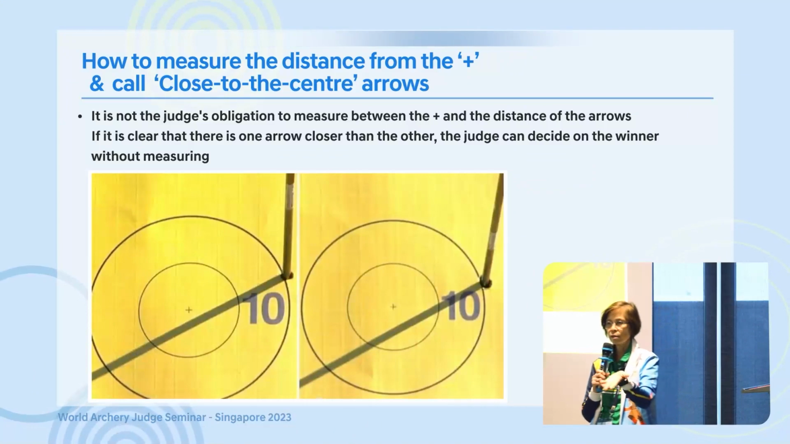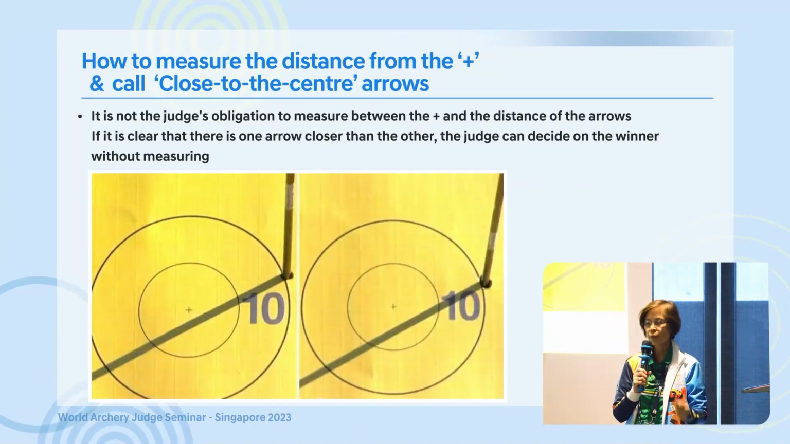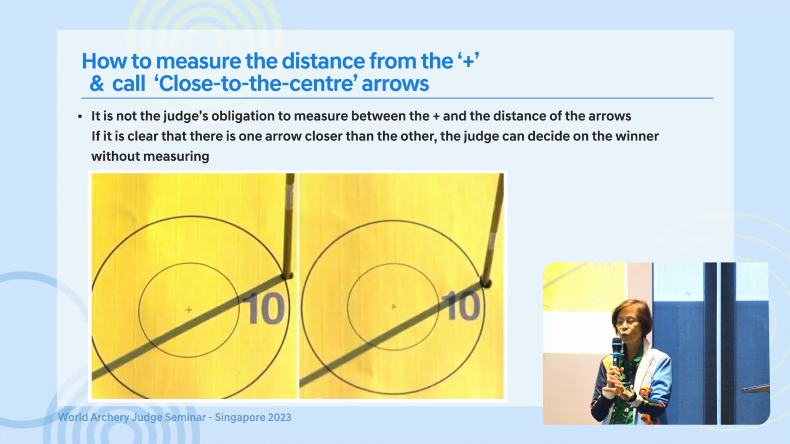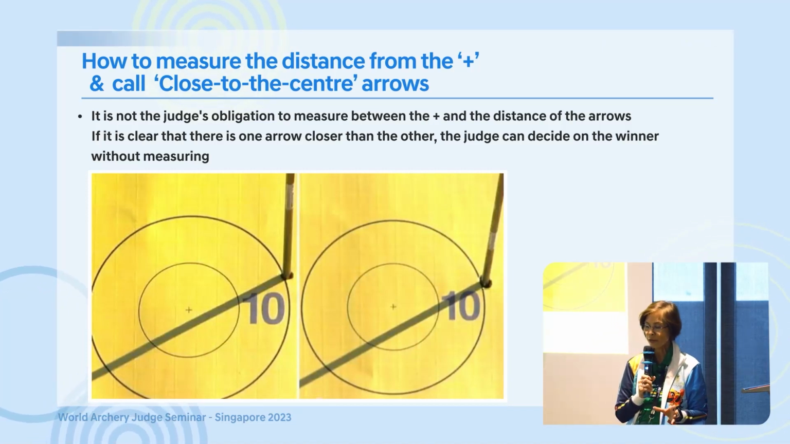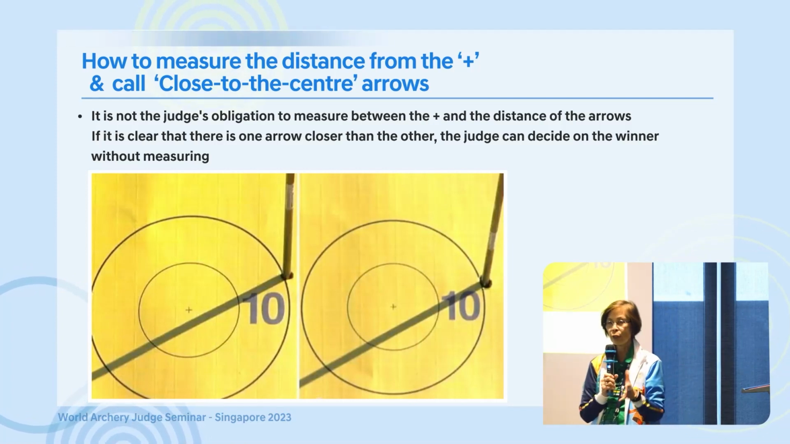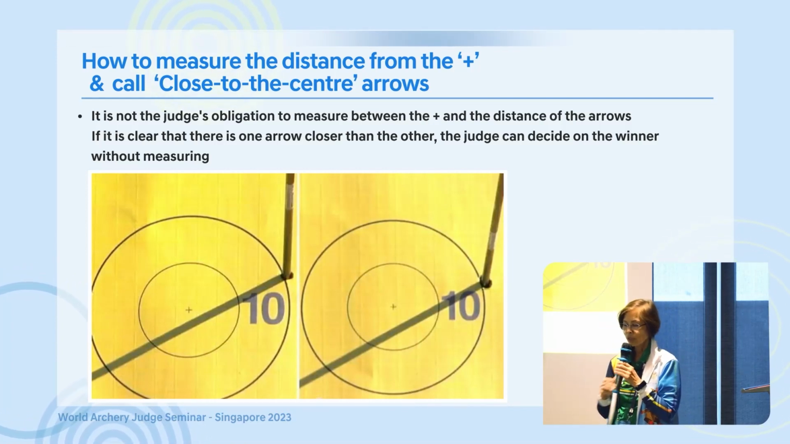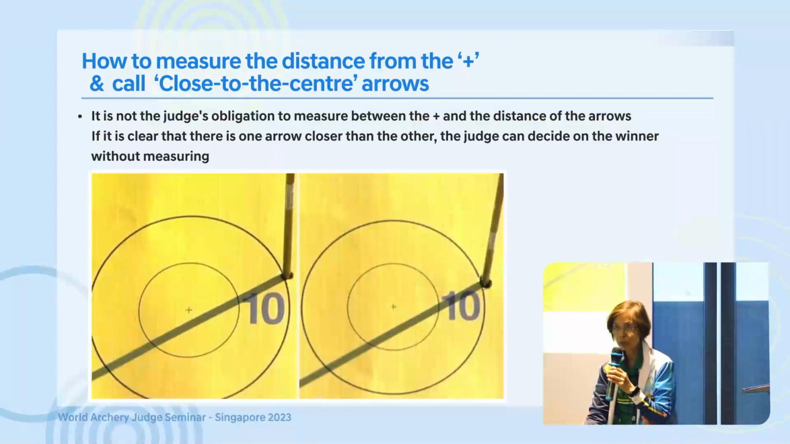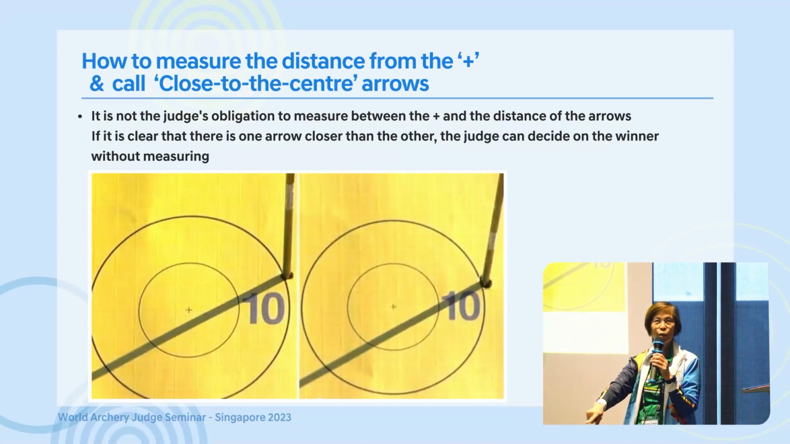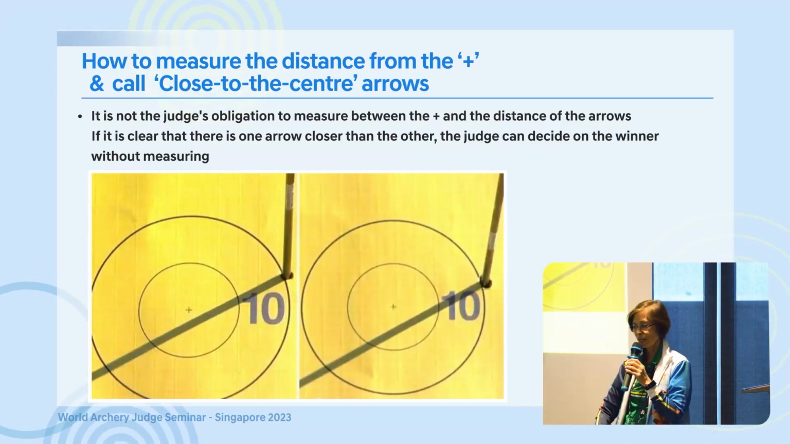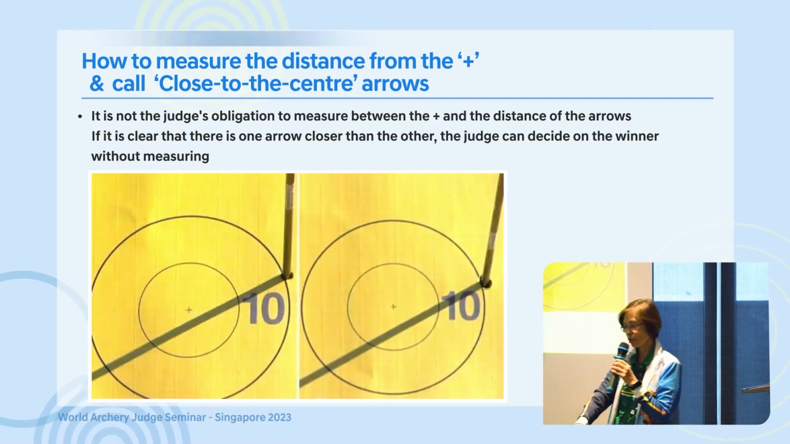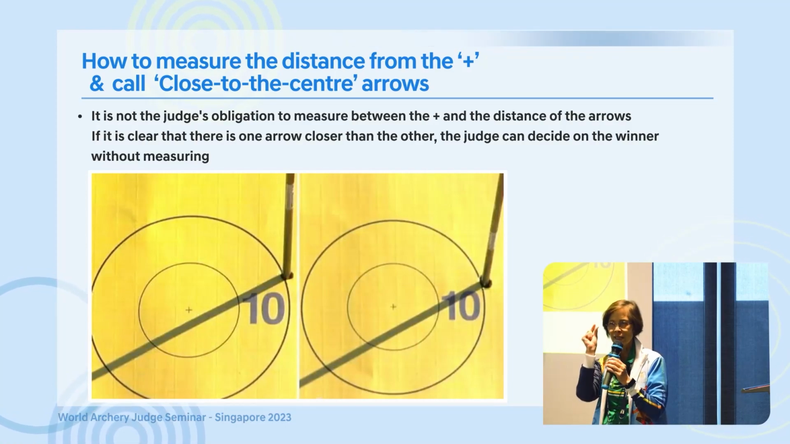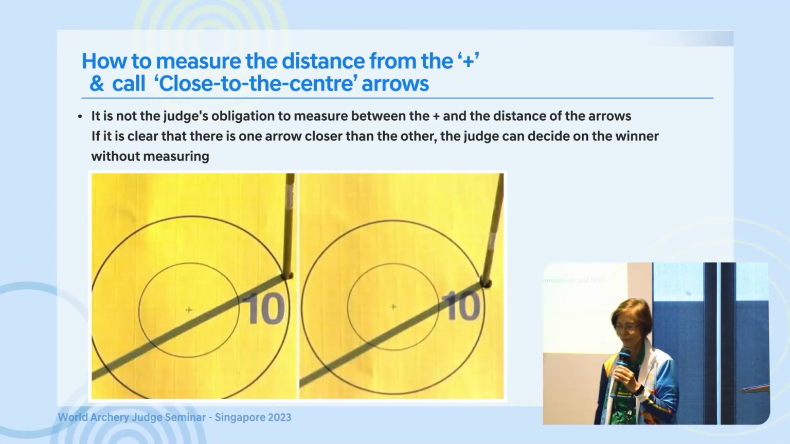Now, as we said, it is not the judge's obligation to measure between the cross and the distance of the arrows. If it is clear to you that one arrow is closer than the other, then you decide on the winner without measuring. So here is a photo. I can see because I'm near, so I can see who is the winner there. Okay? And I wouldn't measure these targets or these arrows. It's quite close, but there is a discernible difference. Okay?